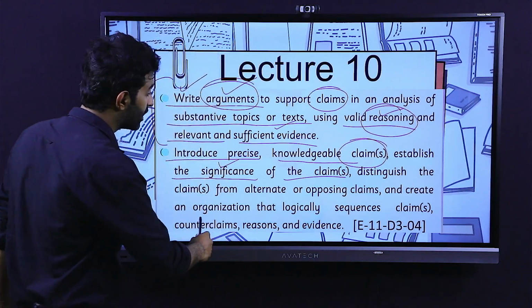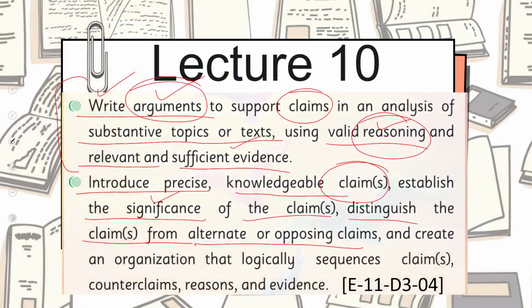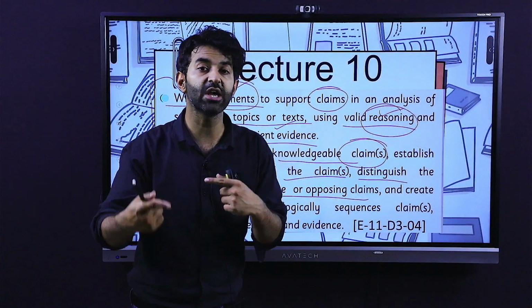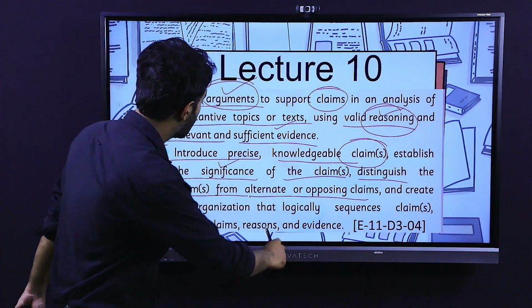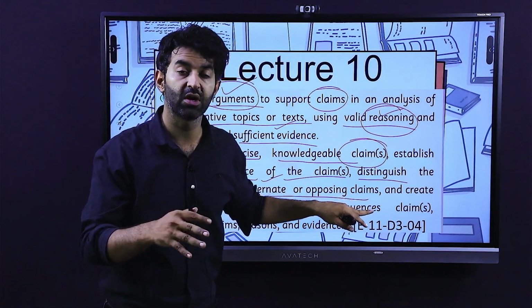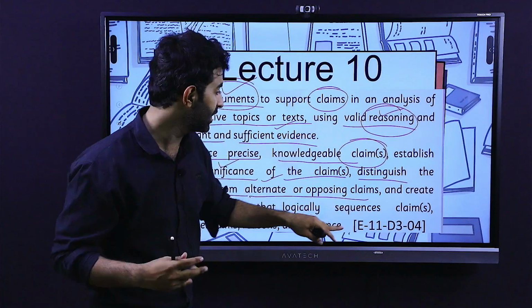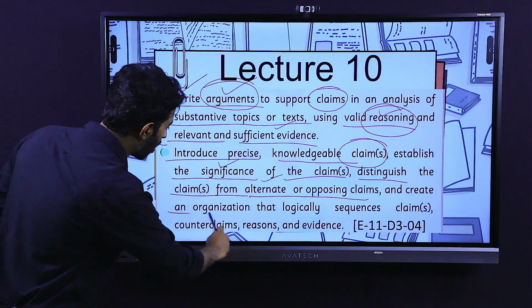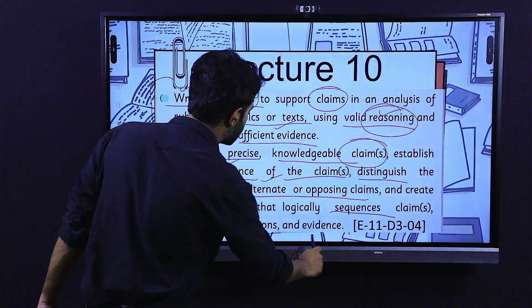Then we will distinguish or differentiate the claims from alternate or opposing claims. Obviously, you will be countered with different claims. So in order to differentiate and distinguish between these two, you will be learning about distinguishing between two different kinds of claims about one topic, one concept, or one idea. And then you will create an organization that logically sequences claims, counterclaims, reasons, and evidence.